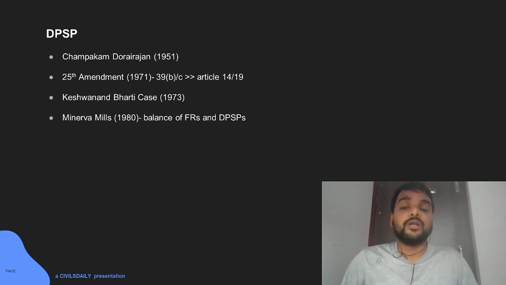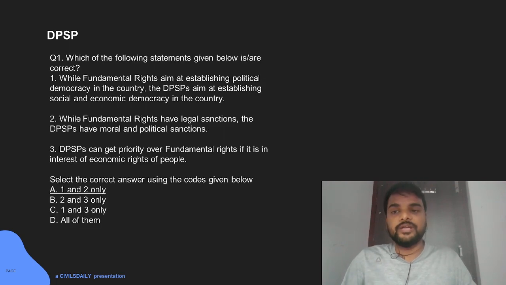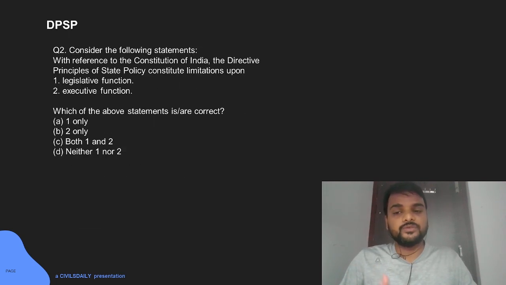Not the fundamental rights getting absolute priority over DPSP or the other way around. So it is the balance that we have to focus on, and gradually the Supreme Court is recognizing the rights within the DPSP while reading fundamental rights and the preamble broadly. So moving on to the next question, 1 and 2 is correct.